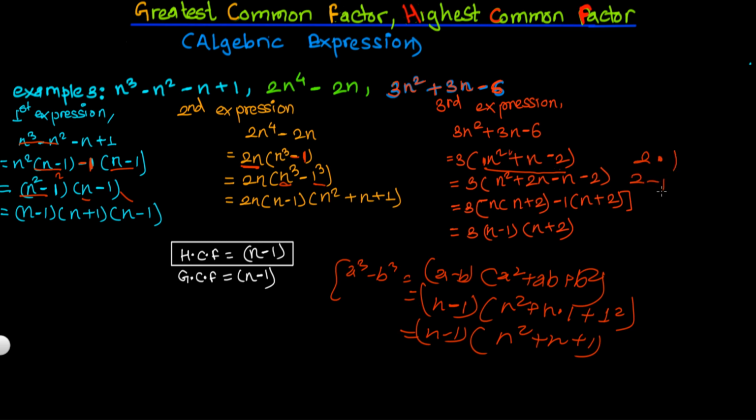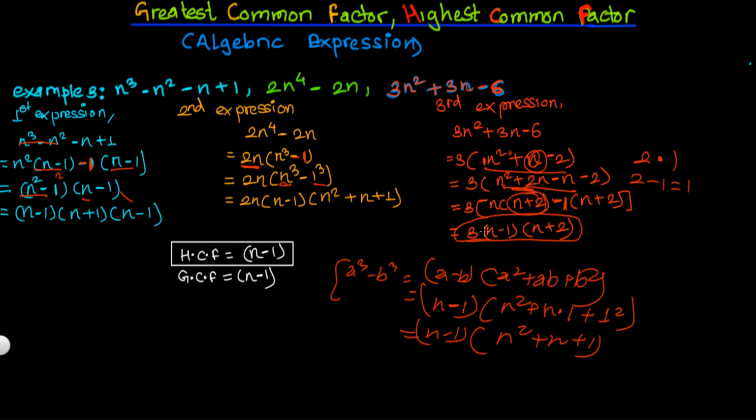2 minus 1 is again 1, so I can put 2n minus n, which is eventually n, in order to factorize. So n squared plus 2n minus n minus 2, times 3. I can take n common over here, it will give me n plus 2. Similarly, I can take negative 1 over here, which will give me n plus 2 again, which would be 3 times n minus 1, n plus 2. So that's how we can factorize the third expression.